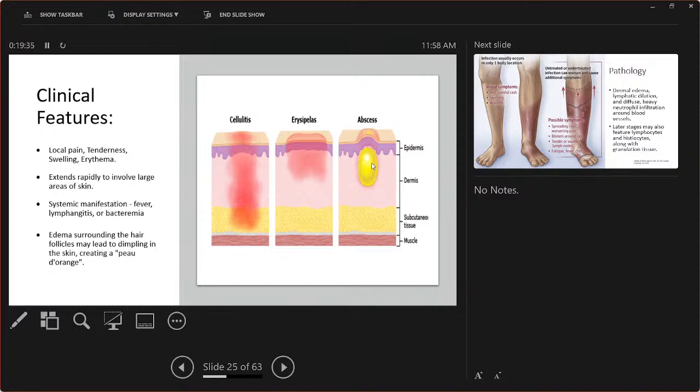Here is a photo which shows the difference between abscess, which is a restricted area, cellulitis, and erysipelas. Erysipelas is a superficial infection of the superficial areas, whereas cellulitis is across the skin and soft tissue.